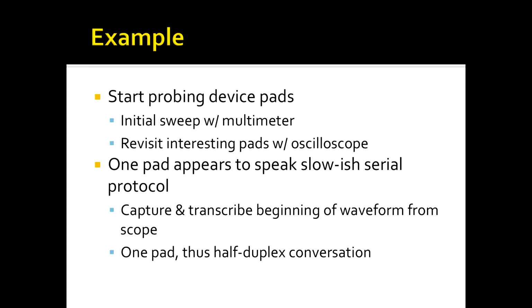So what I did was basically start probing the pads of the victim chip, and did an initial sweep with the multimeter. I've got a little Fluke meter, and the little bar graph part of the meter will respond a lot faster than the actual numeric digits. Then I'd come back with an actual oscilloscope for any pads that showed interesting, quick-moving activity. I found one pad that appeared to speak a slowish serial protocol. All I did was capture and transcribe the beginning of that waveform, because my scope had a really small amount of onboard memory.